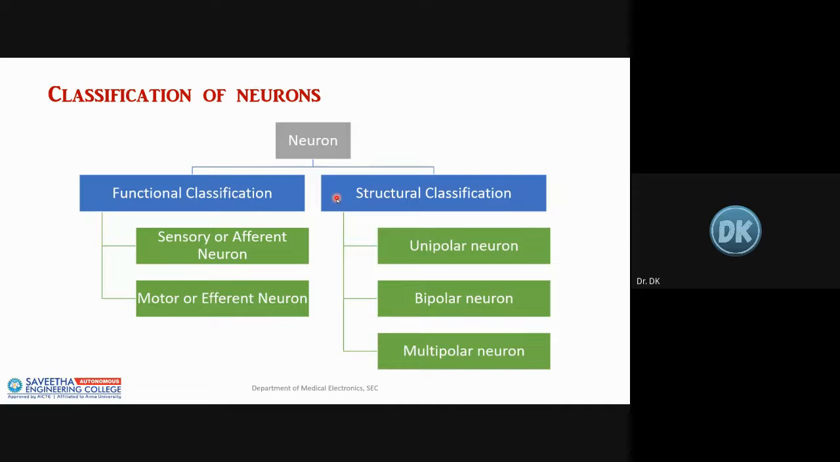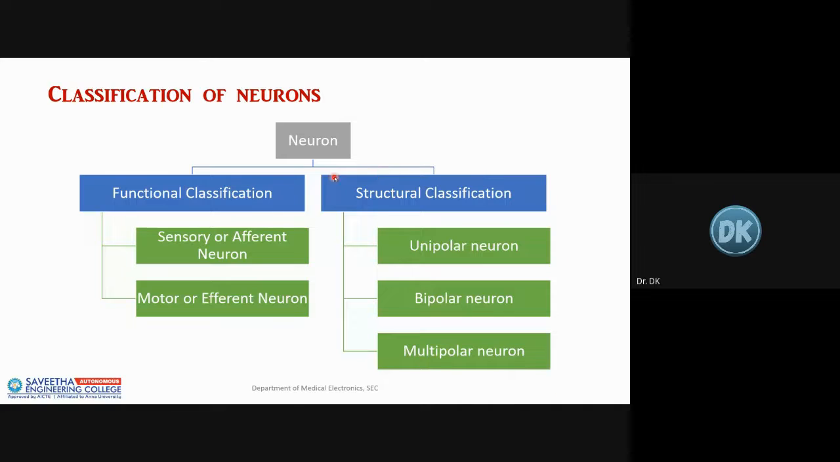Just as we classified the nervous system anatomically and physiologically, how are we going to classify your neurons? In neurons, the first thing is functional classification. In functional classification you have sensory and motor. This is the same as in your nervous system. In the nervous system, functional classification you had sensory and motor, right? In the same way here you have sensory or afferent neuron, or motor or efferent neuron.